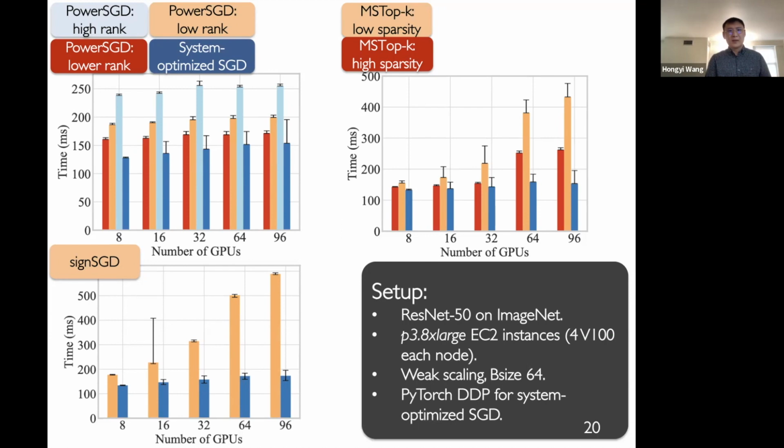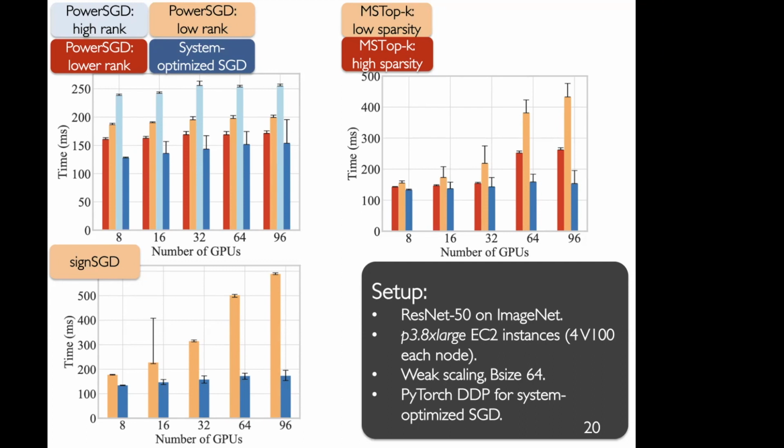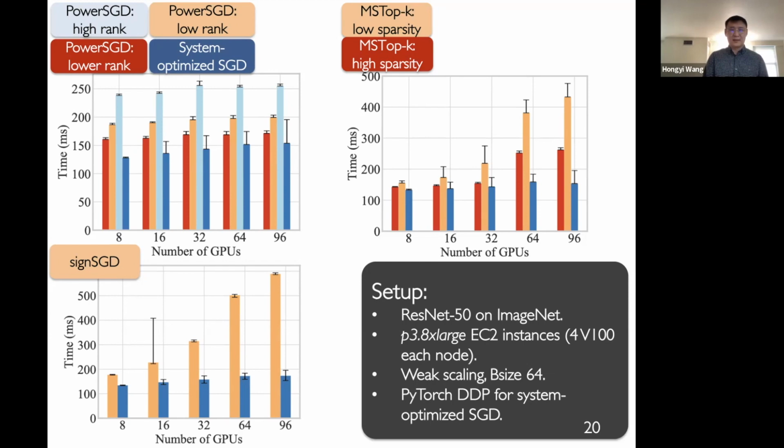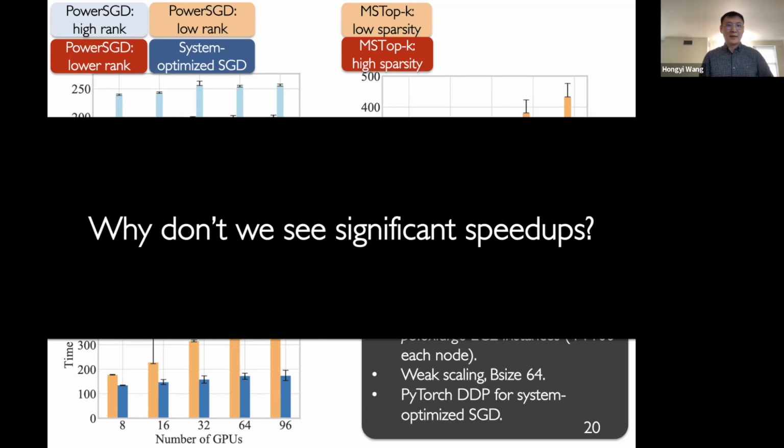Then we started to ask ourselves why that happens. As system researchers, you always delve into the details and look at the breakdown results to see where things start to go off track. So we asked ourselves: why don't we see significant speedups here? I will walk you through several reasons.